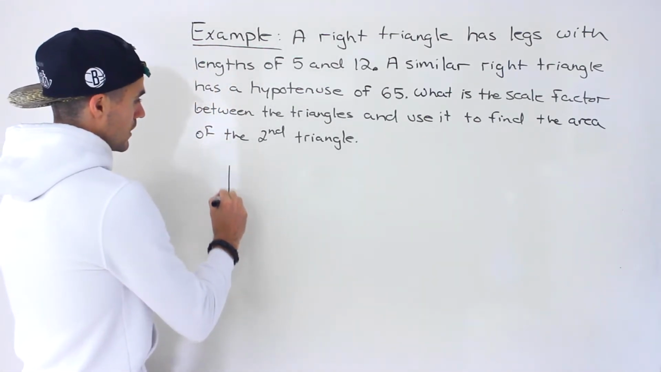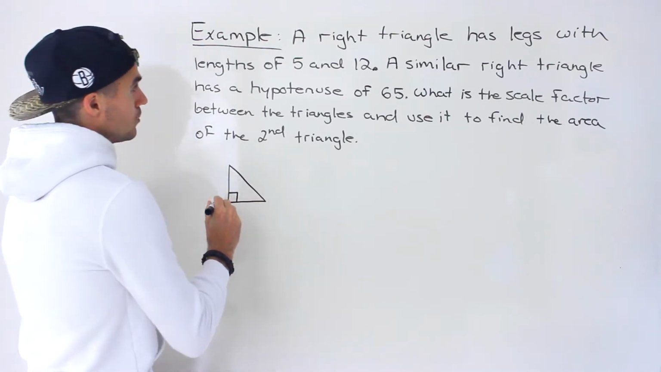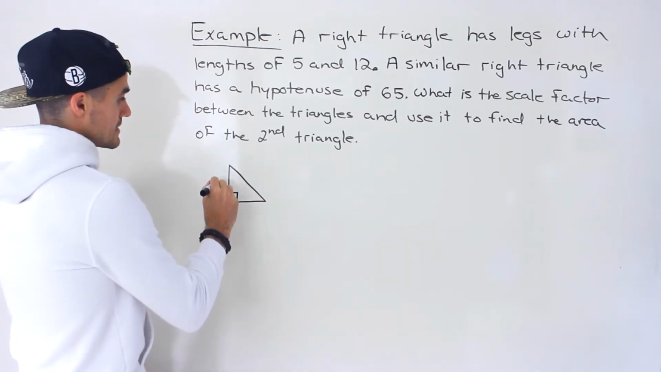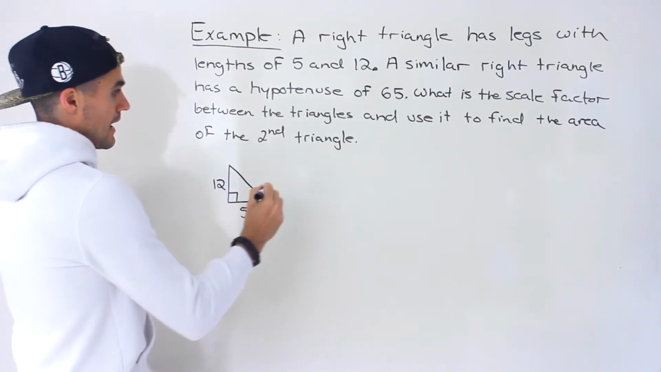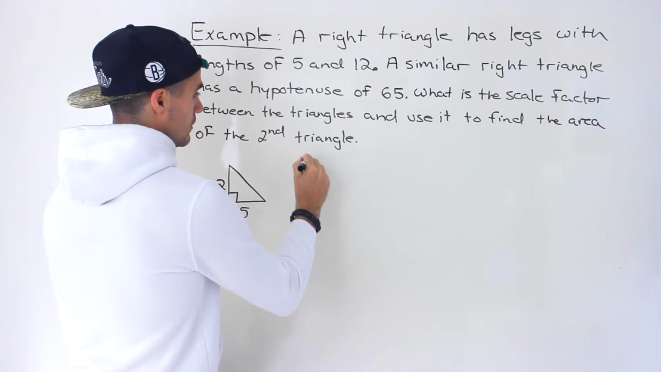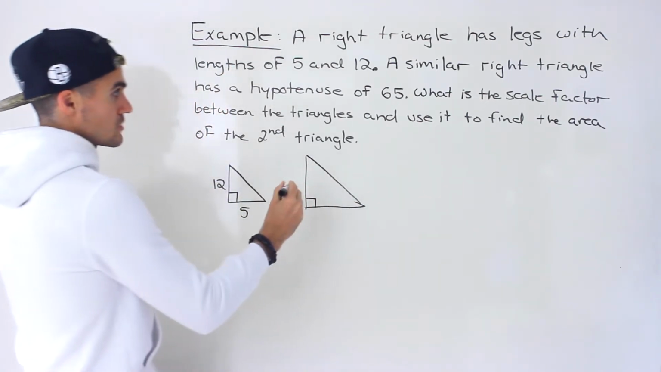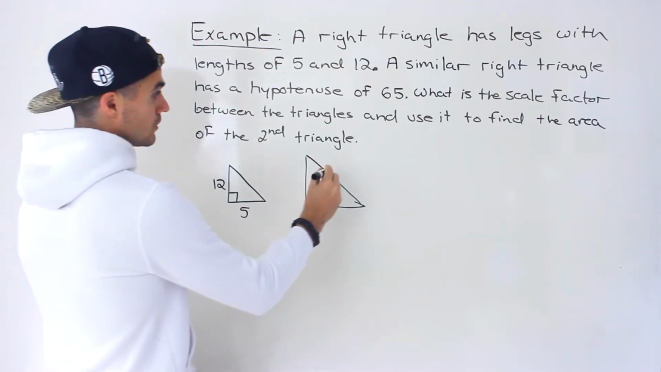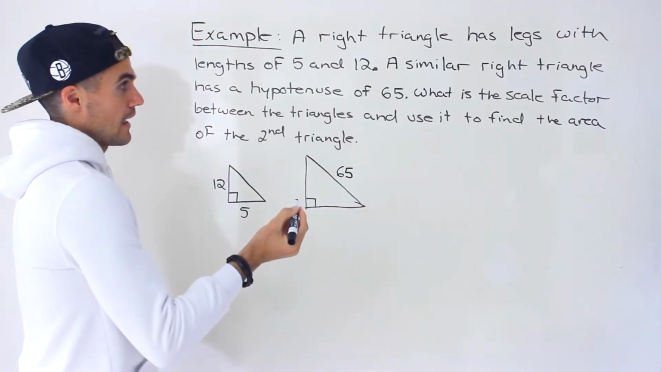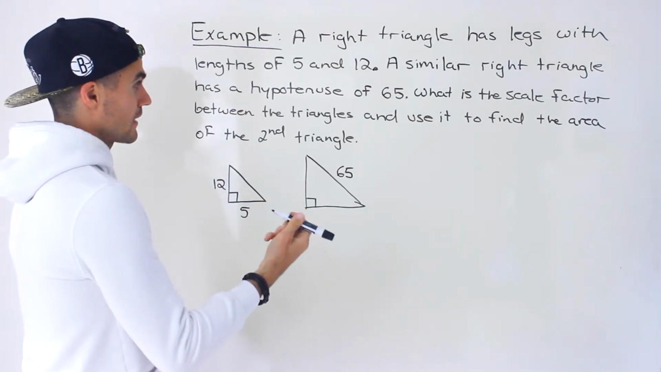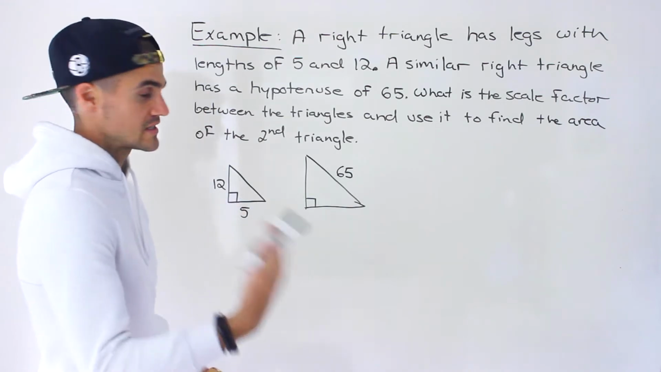So we have one triangle, which is here, and we are told that it has legs of 5 and 12, like that. And then we're told there's another right triangle, a similar right triangle, meaning that the angles are the same. And that right triangle has a hypotenuse of 65, like that. And we have to figure out what is the scale factor between the triangles, and then we have to use it to find the area of the second triangle.